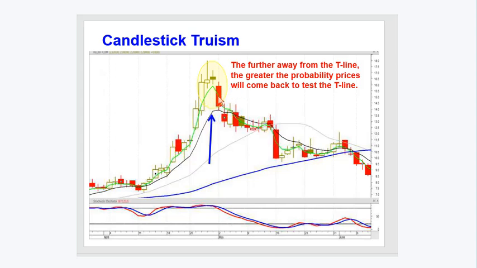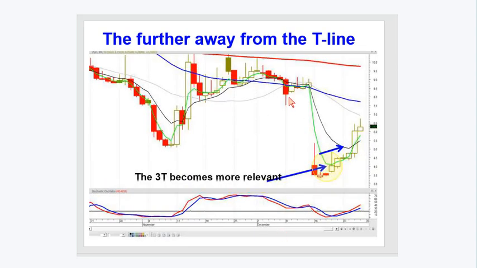That's just putting the probabilities much greater in your favor that you're starting to recognize when to come out of a trade. Or, again, the further away you move from the T line, the higher the probability it's going to come up and test it. So if you start seeing buy signals, at least you know where your first target is.